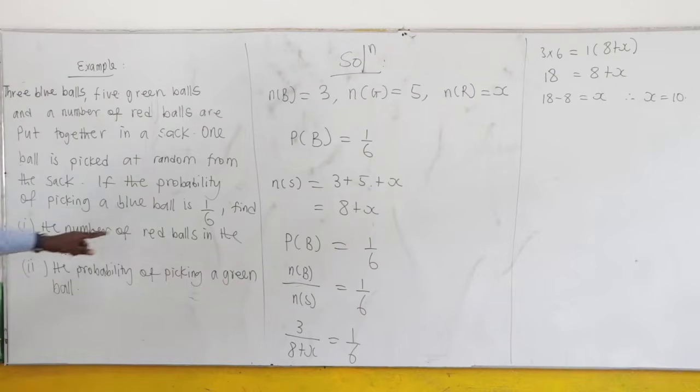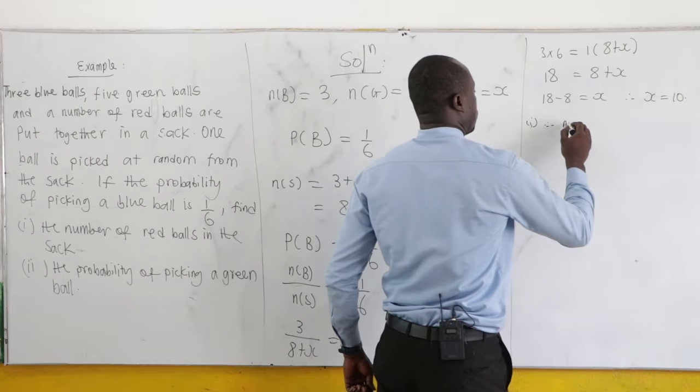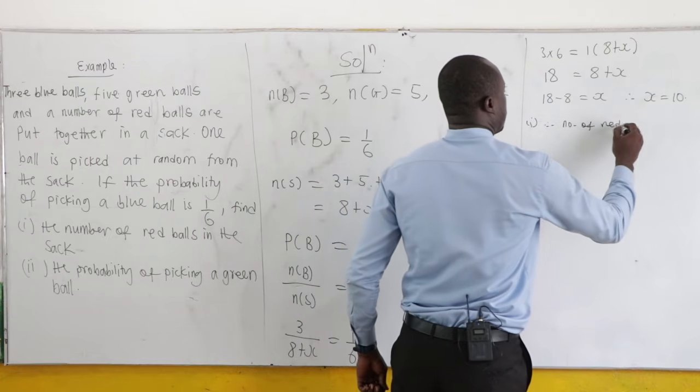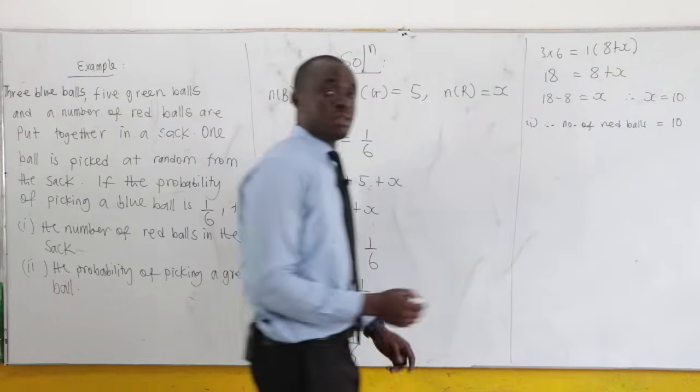Hence, the number of red balls. So the first one, therefore, number of red balls is what? 10. That's 10.